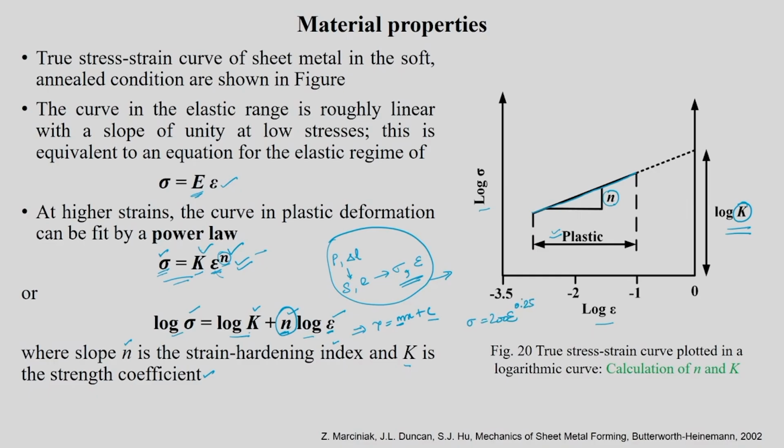We will see several such equations in the problems. You will get some flavor. Sigma is equal to 200 epsilon power 0.25, where epsilon is going to be changing. Accordingly, sigma is going to change. So, if you have accurately calculated this 200 and 0.25, or K and n, then your true stress strain data from the experiment and this equation is going to match. So, it is all about fitting the stress strain data that you get from experiments using this type of equation.